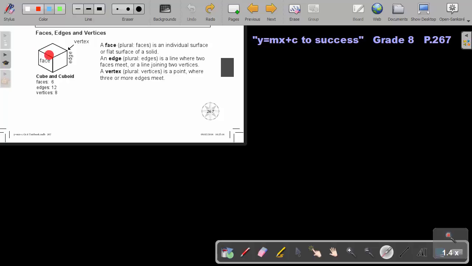And then a vertex, or vertices, is a point where 3 or more edges meet. So where all those 3 edges meet, that is a vertex. So I can count 1, 2, 3, 4 at the bottom, 5, 6, 7, 8.